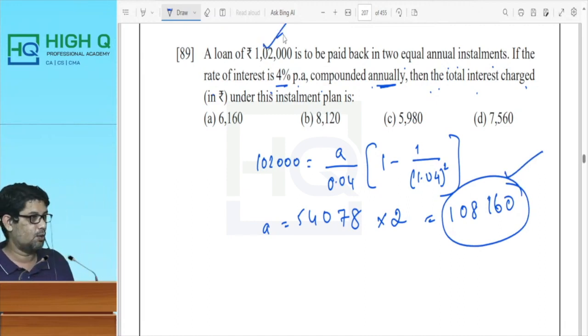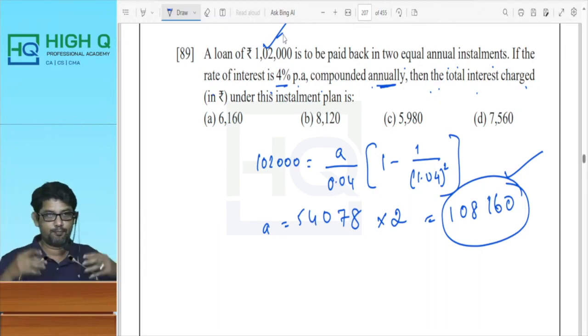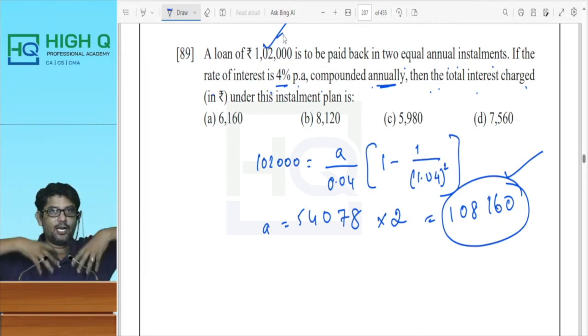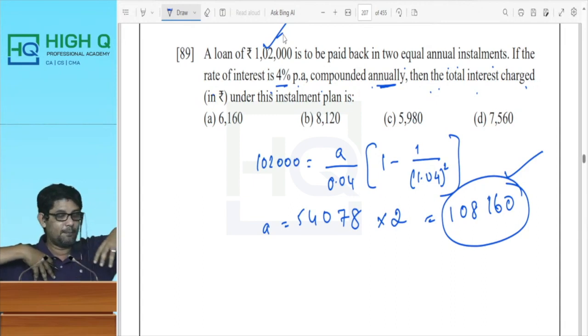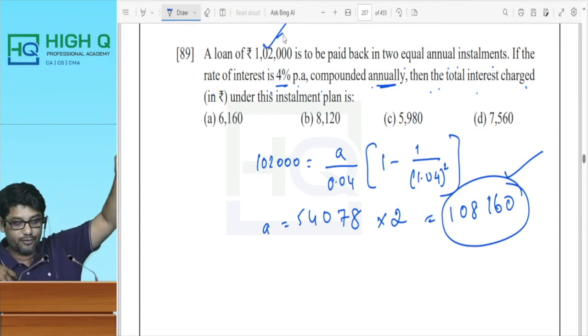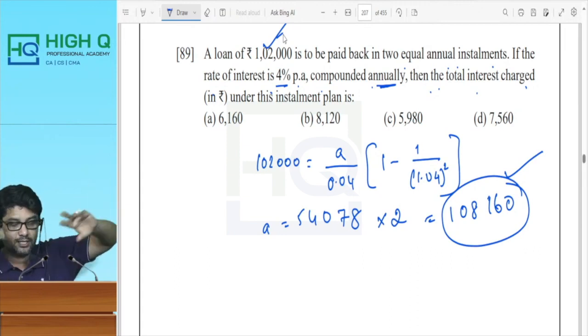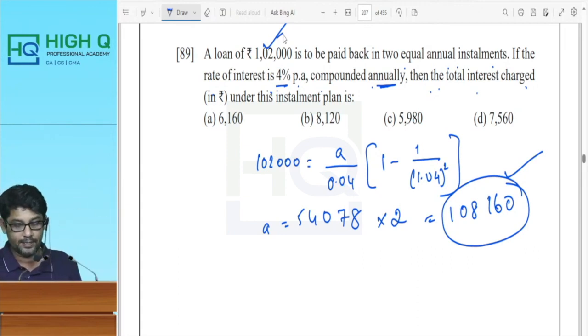You don't understand or what? See, I'm making annual payments, right? I borrowed only 1,02,000, but I'm paying 54,078 rupees as an installment. Two installments means it is coming to around 1,08,000 rupees. So that's it.